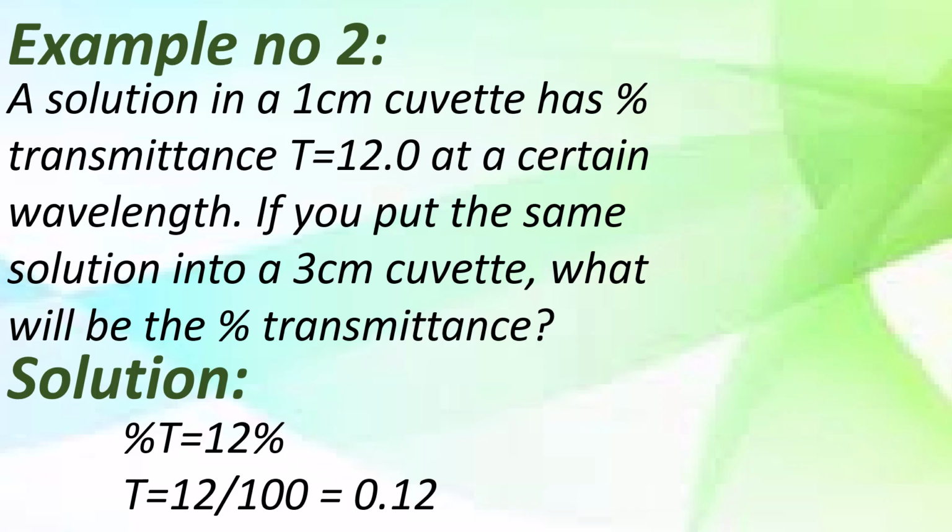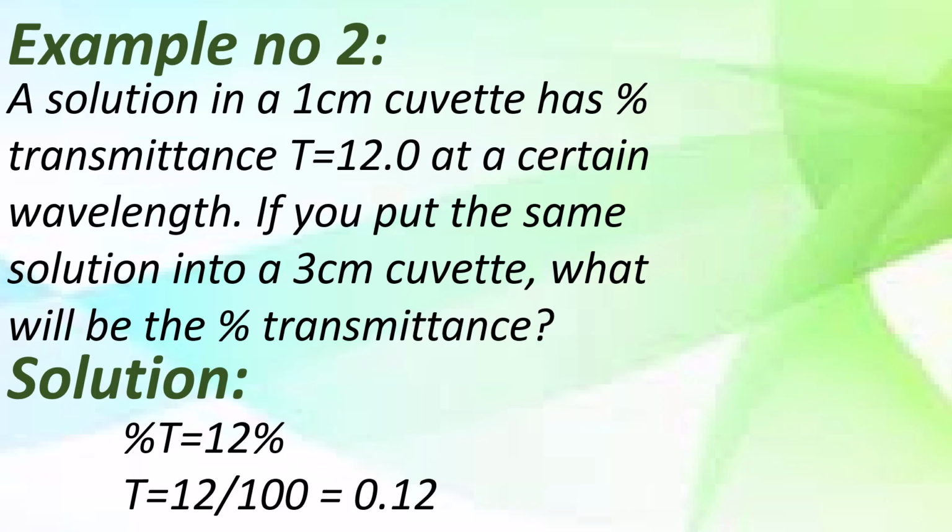Example number 2. A solution in a 1 centimeter cuvette has percent transmittance T equal to 12 at a certain wavelength. If you put the same solution into a 3 centimeter cuvette, what will be the percent transmittance? So we have a solution in 1 centimeter cuvette. It has percent transmittance 12. And if we put the same solution in 3 centimeter cuvette, we have to find the percent transmittance.